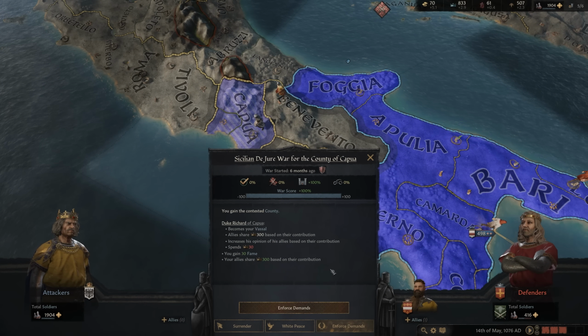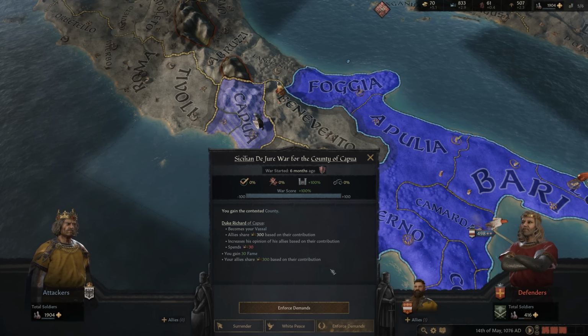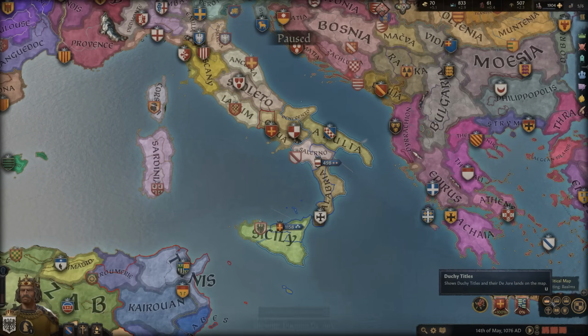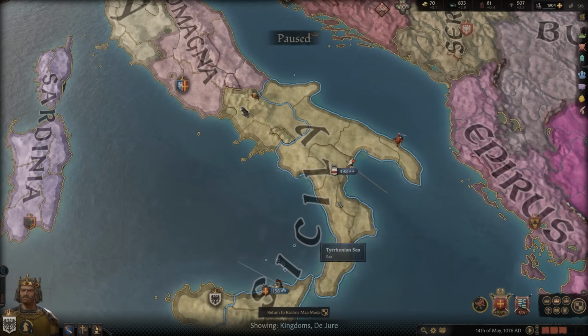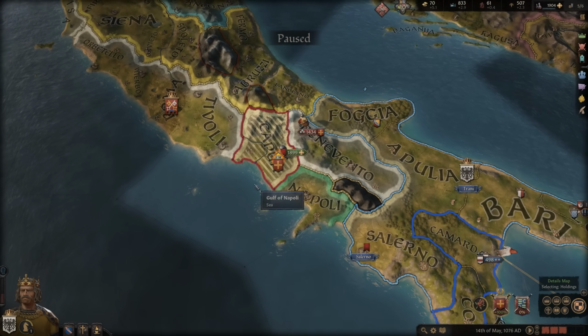So here's another example of us being the king of a land and having that portion of land included in our kingdom. Since we're at the Kingdom of Sicily, I have Capua included in that, so I have the de jure title to it.